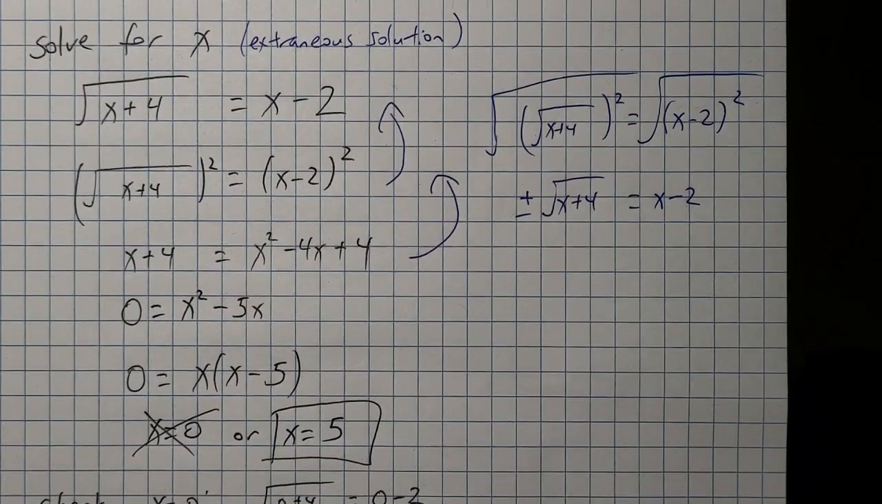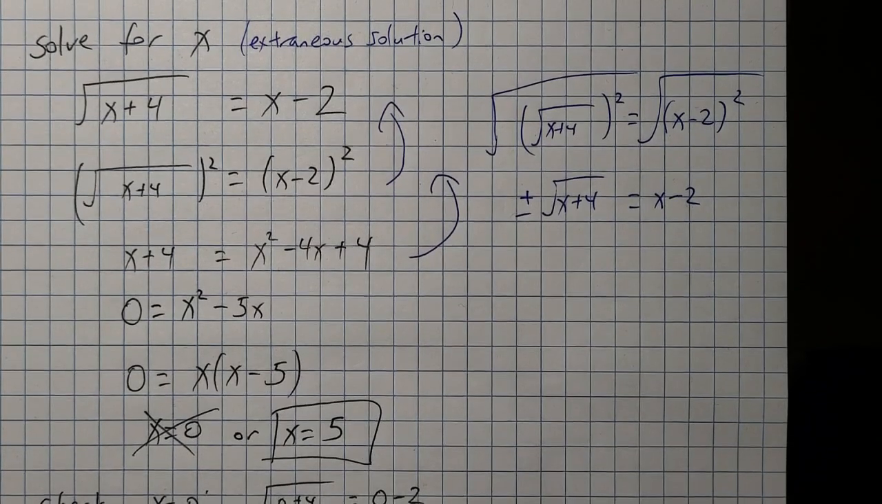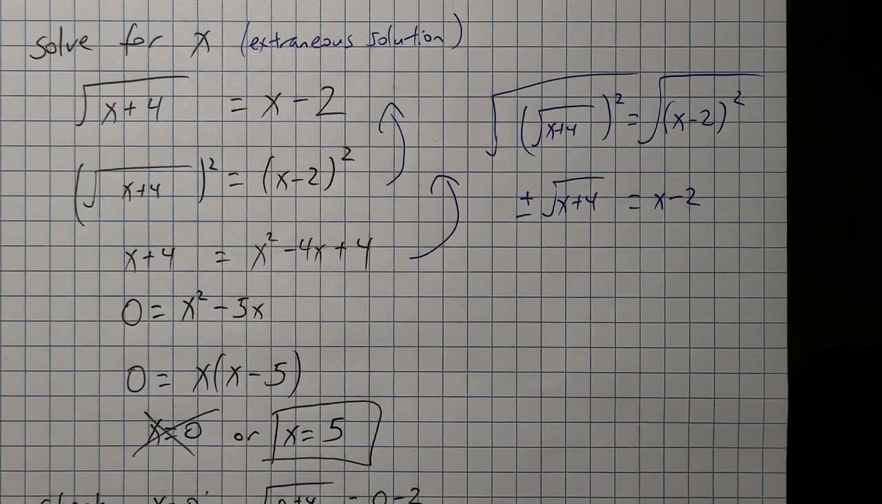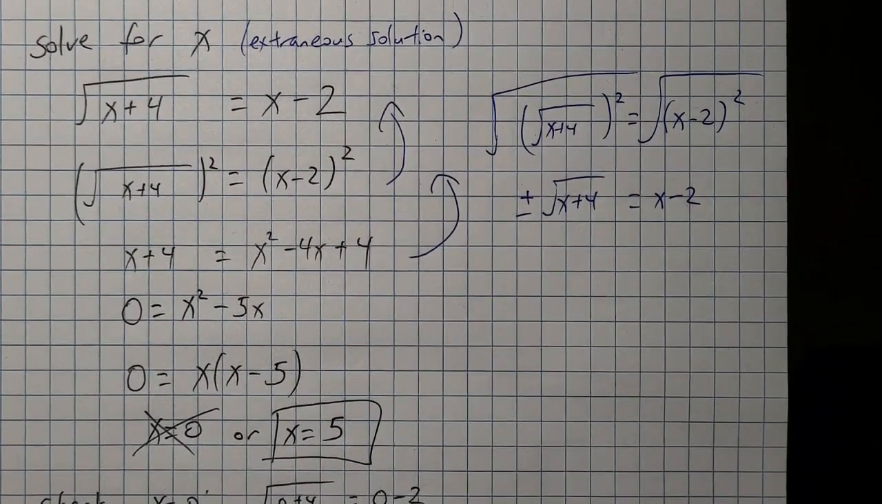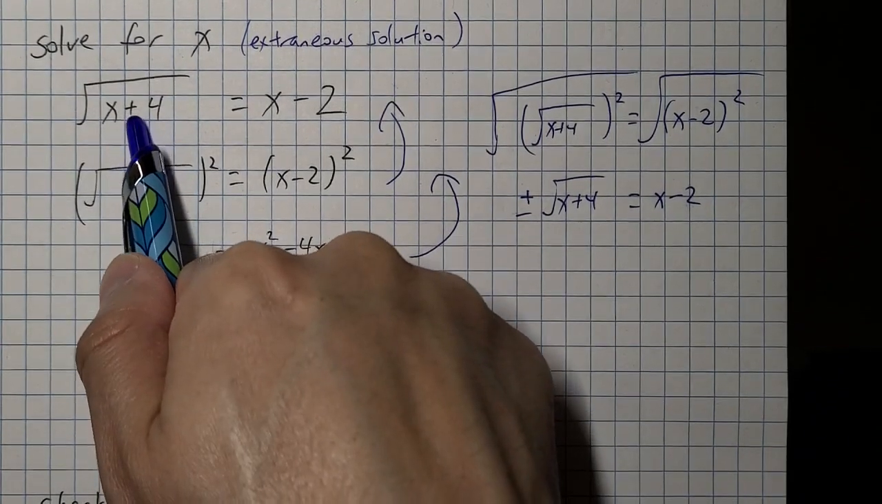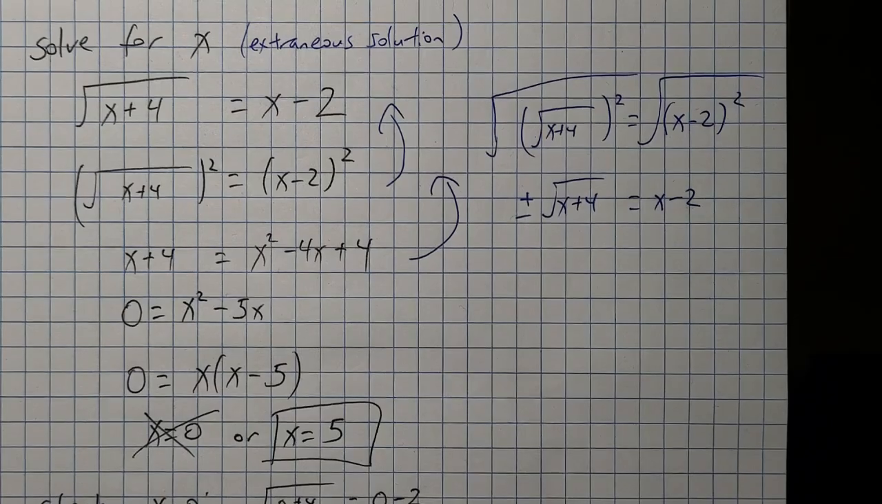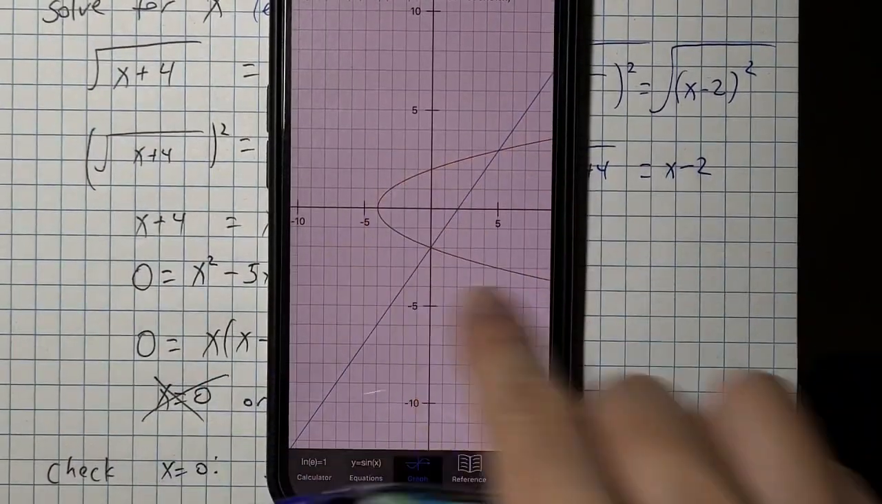Sometimes you check, sometimes you don't. When do you check? When don't you? I don't like to memorize things like that. I like to understand what's happening. And then it's easier to remember that you should check when we're solving square root equations. It's because of this thing that's happening.